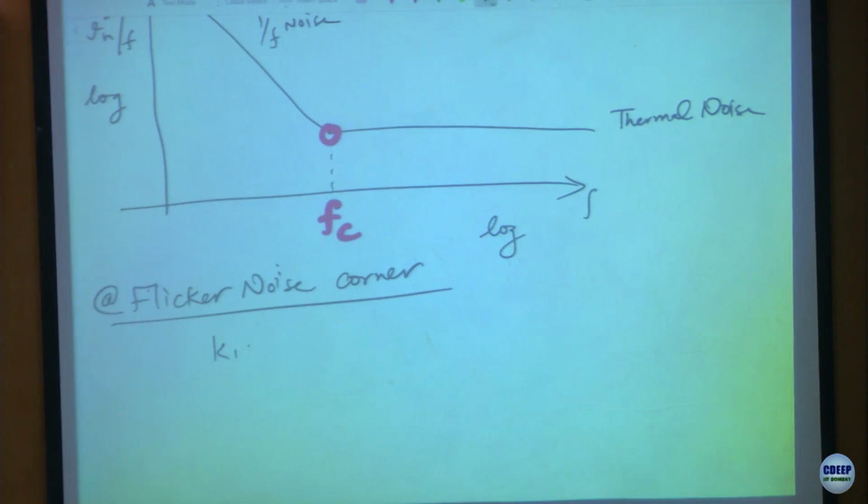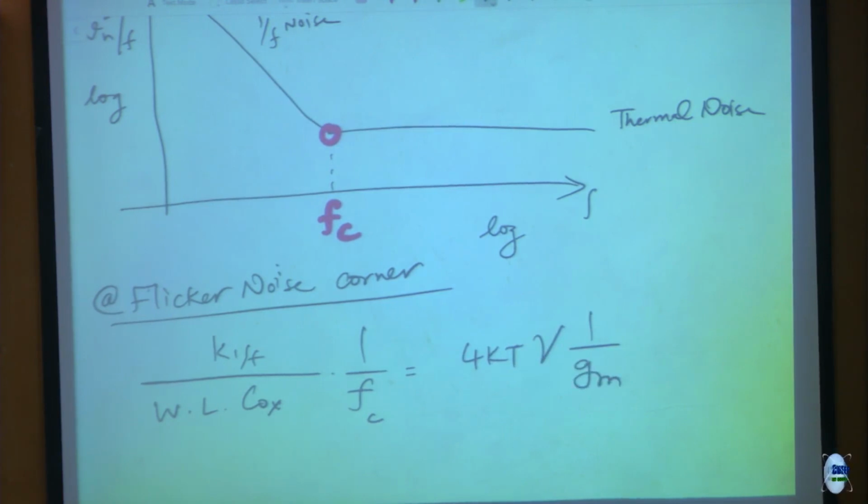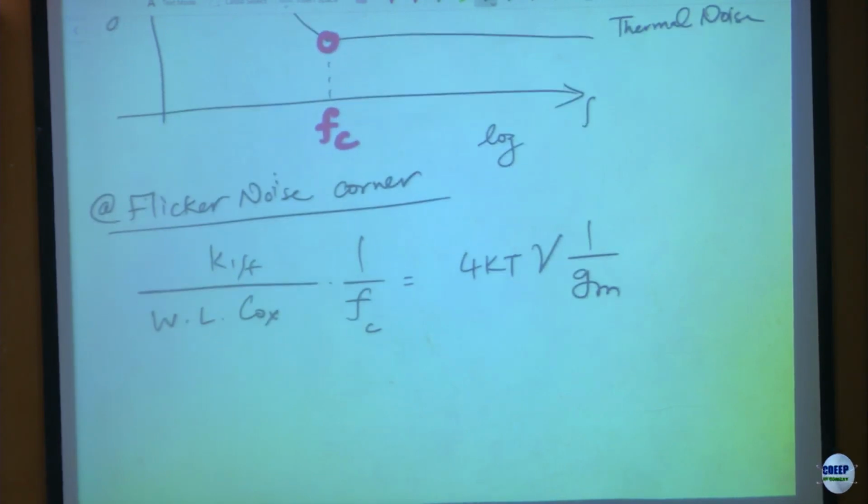Okay, K 1 over f divided by WLC aux, 1 over FC. Now, because I am measuring the spot noise at that particular frequency, it is equal to 4 KT gamma 1 over GM. So when we compute FC, rearranging the terms, you will see it is equal to 1 over F divided by WLC aux, and then the GM comes in the numerator and we get 4 KT gamma.